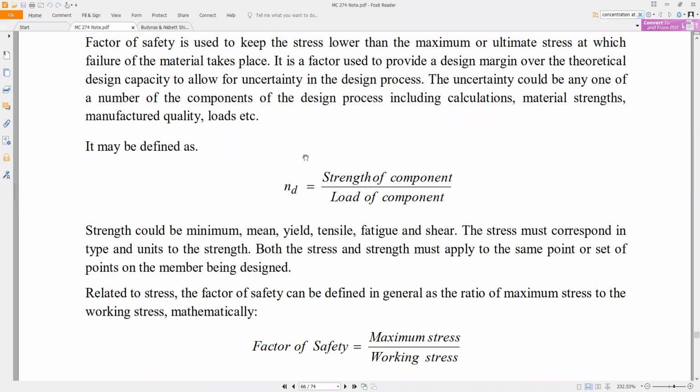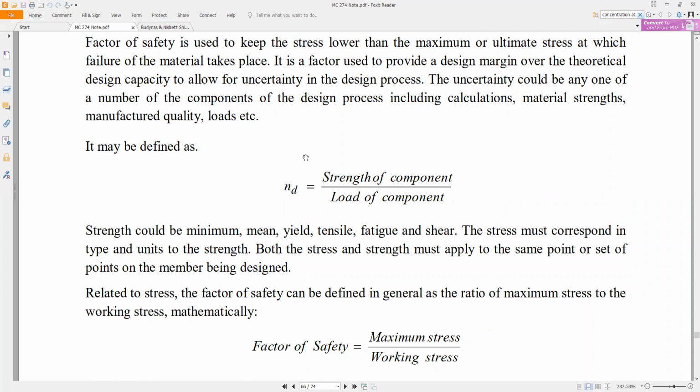Both the stress and strength must apply to the same point or set of points on the member being designed. Okay, so the stress and the strength must be applied to the same point or set of points for the member that is being designed.